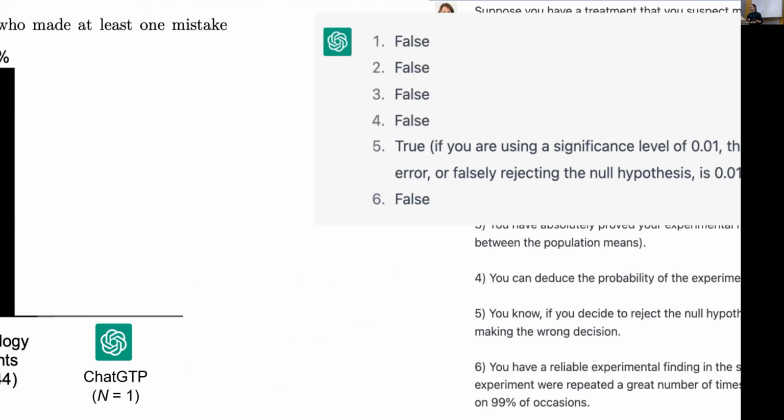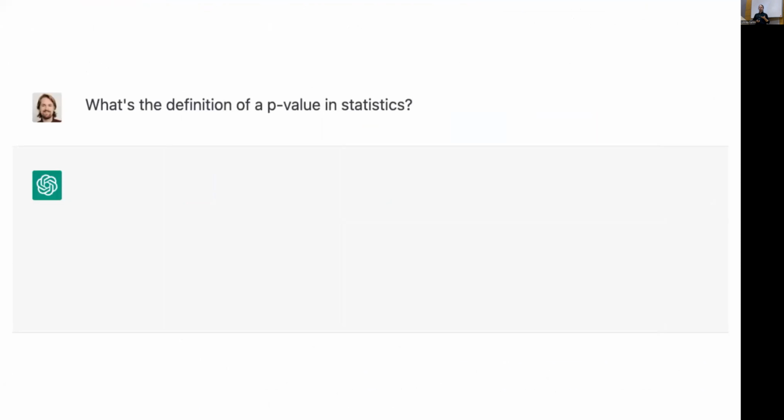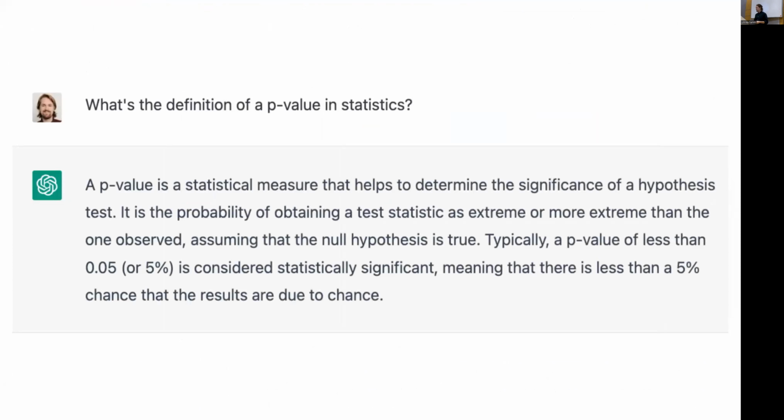So if you just simply ask, unfortunately, ChatGPT fails this. If you ask just simply what's the definition of a p-value, ChatGPT is going to say a lot of right things. It's going to say that it's the probability of obtaining a test statistic as extreme or more extreme, etc. But it's also going to say nonsense like there is a less than 5% chance that the results are due to chance, which you can easily find people saying on the internet. All of this is probabilistic. So if you ask the same question, it's going to give you different results every time.